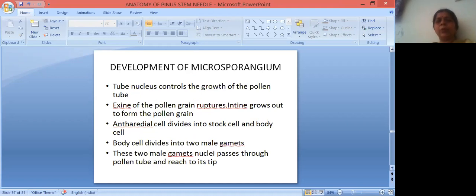Here, the tube nucleus controls the growth of the pollen tube. The exine of the pollen grain ruptures and the intine grows out to form the pollen tube. The antheridial cell divides into two, the stalk cell and the body cell, which gives us two male gametes. These two male gametes, along with the tube nucleus, pass through the pollen tube and reach its tip.